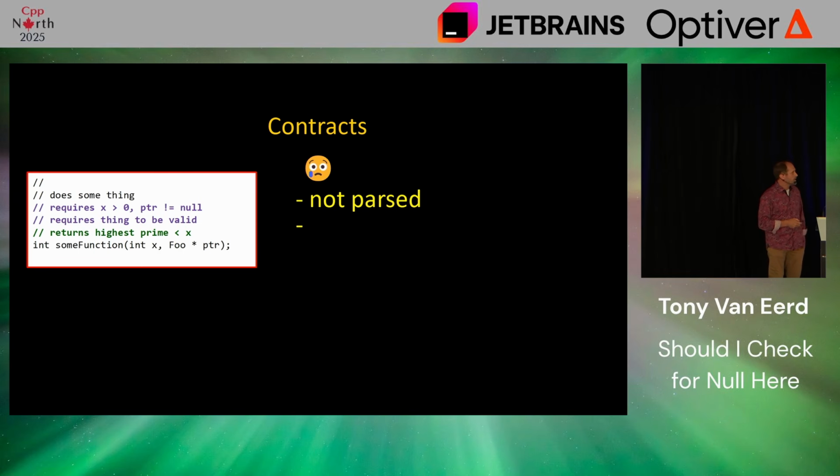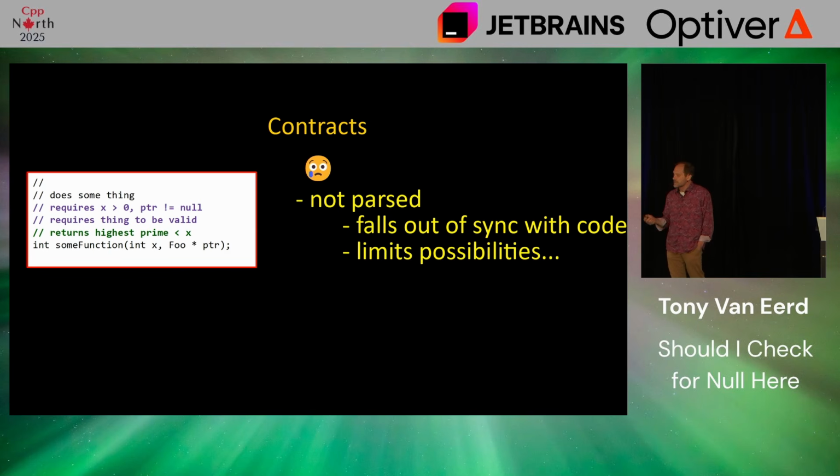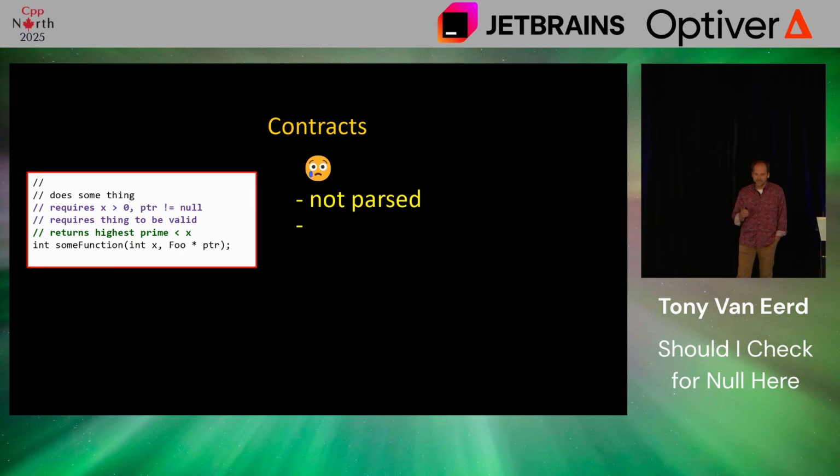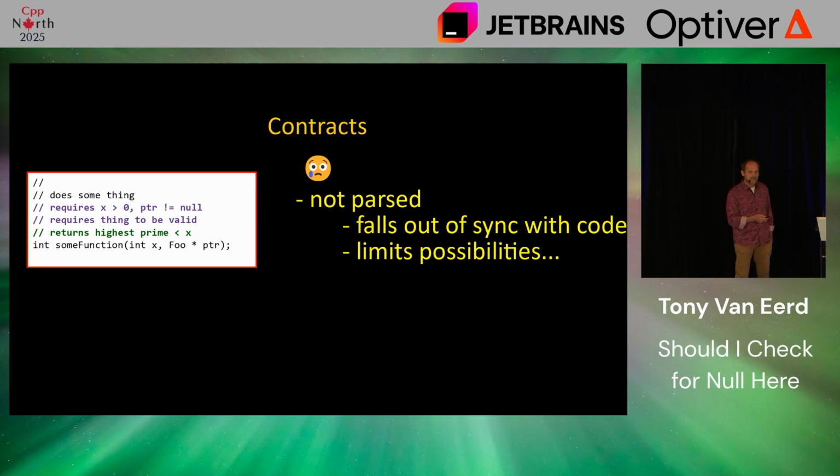So what's bad about contracts when they're written in comments? It's not parsed. It's parsed by humans, but like I mentioned, it falls out of sync with the code. Surprisingly, I started putting down a list of what's bad about it, and it's just that it's not parsed. This is the only thing that's bad about it. But that leads to a bunch of things that are bad, that it falls out of sync. And as we'll see, it limits other things you might be able to do.